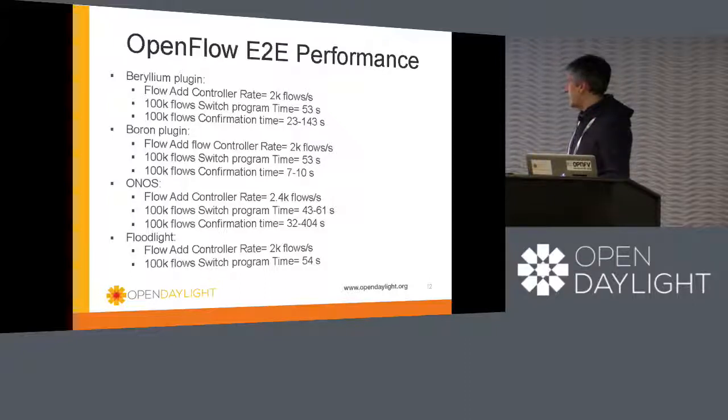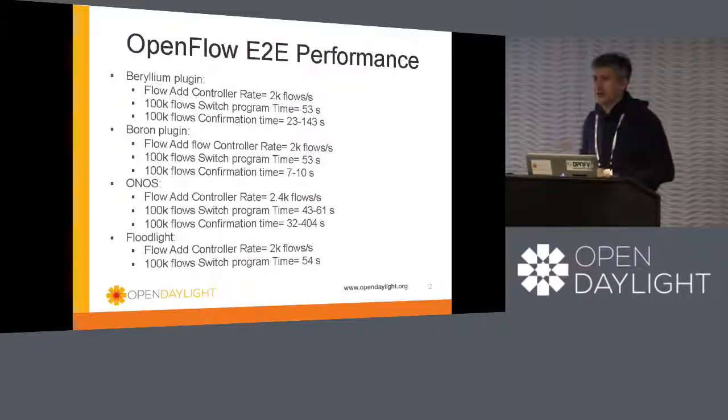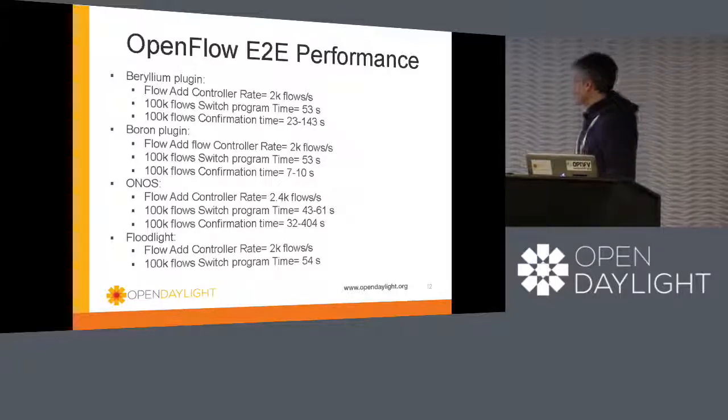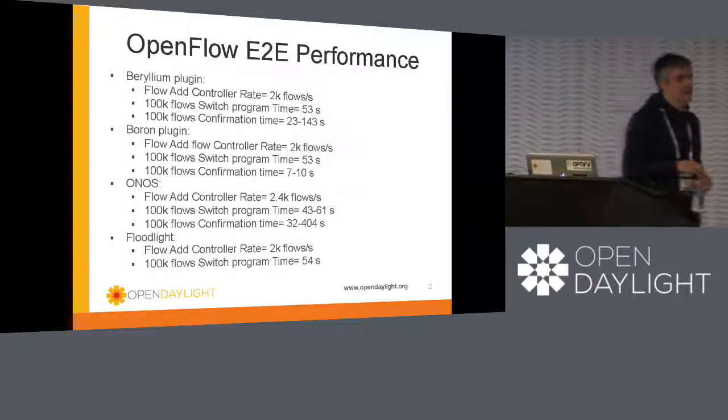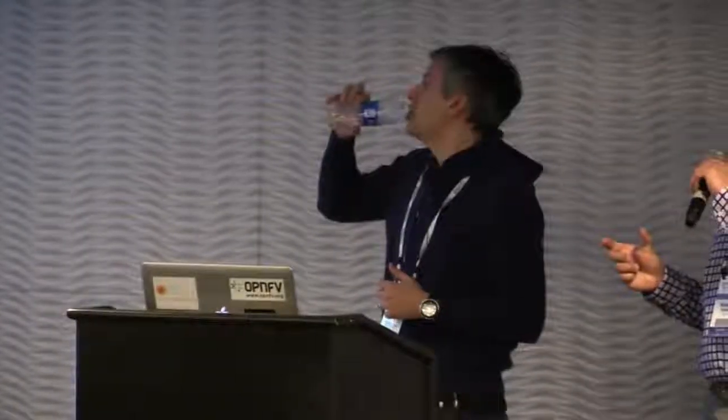ONOS, again, needs more time in general to confirm flows. And then Floodlight, because it's a very light kind of controller, we didn't find a way to confirm flows. So you still need to go to the switch and pull the flows from there. And something to mention about Floodlight is that it doesn't have security for the flows in a sense.